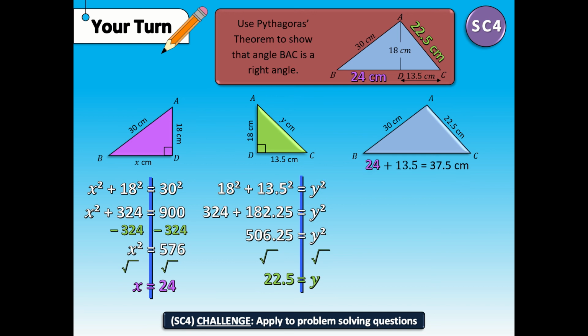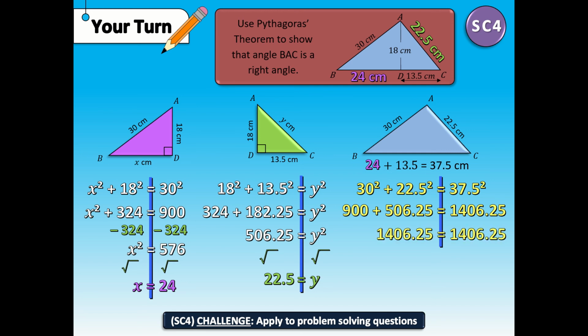So then we have a look at the whole triangle, and if it's a right angled triangle, then we can say that those two sides squared must equal the hypotenuse squared. So let's see if it does. So 30 squared is 900, and 22.5 squared is 506.25, and 37.5 squared is 1406.25. So they equal each other. So it must be a right angled triangle because it works for Pythagoras' theorem.